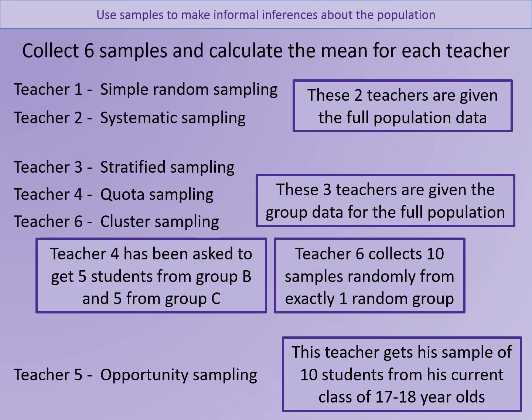So there we go. We've now discussed what each teacher would need in order for them to collect their sample of 10 students. And then when each sample of 10 has been taken, the teacher is going to find the mean age of those 10 students that they have a sample of.